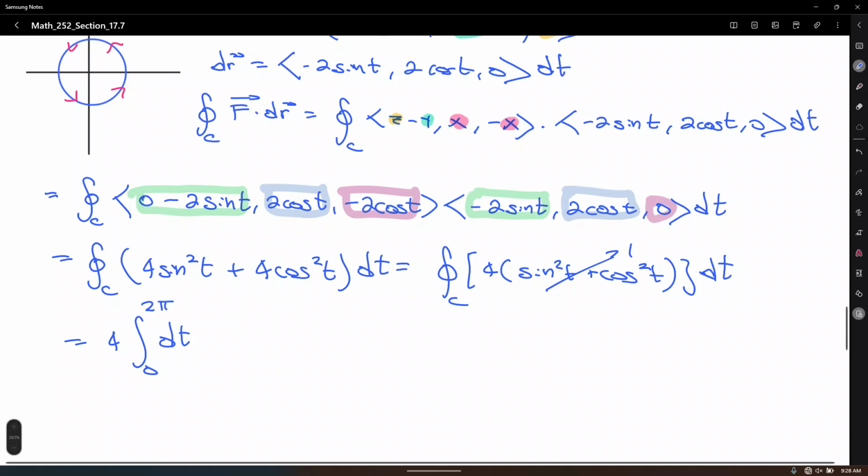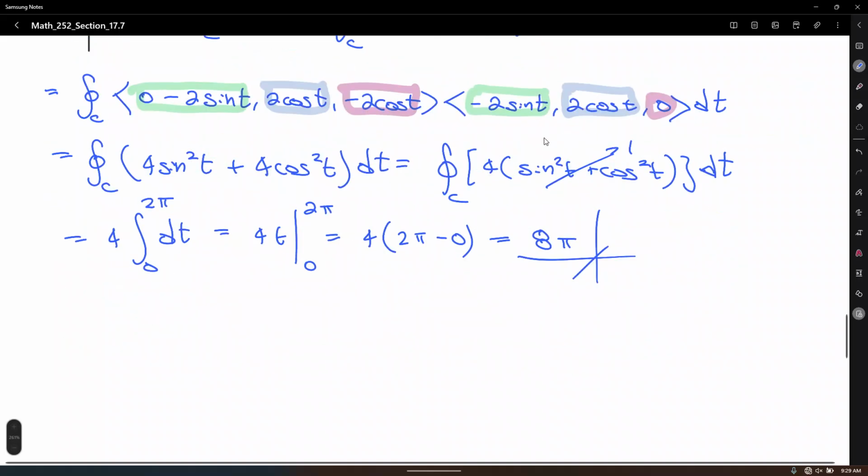So, evaluate 4 times t from 0 to 2 pi. That is 4 times 2 pi minus 0. So this will be equal to 8 pi. Final answer. So that is the result using the line integral, which is not bad, right? It's pretty easy to solve.